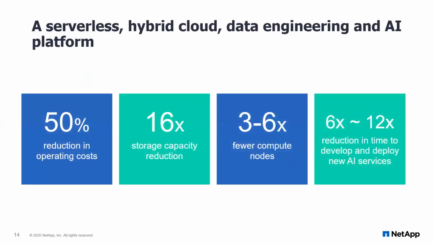So I want to describe to you what we have done with Iguazio, but before that, I want to start with the outcome that we've achieved. Essentially, by replacing our legacy Hadoop stack with a solution built on top of Iguazio and NetApp storage, we have achieved a 50% reduction in operating costs over a 3-year period. And it's driven by a massive storage capacity reduction that I'll explain, far fewer compute nodes. And lastly, we're able to now deploy new services significantly faster than we could in our legacy architecture.